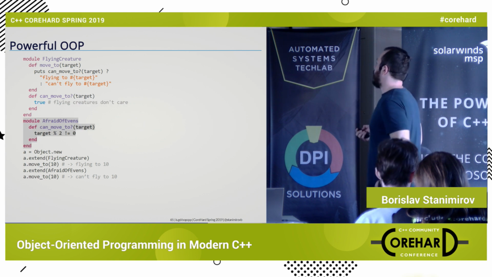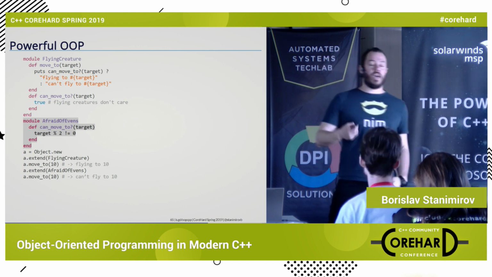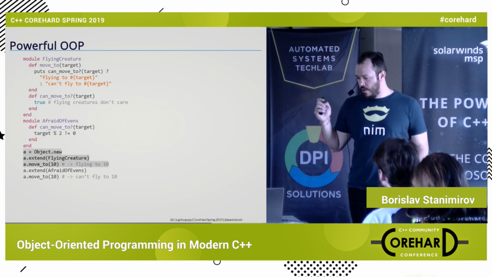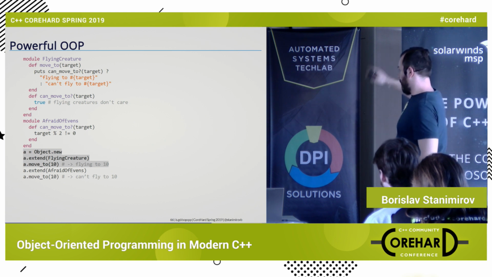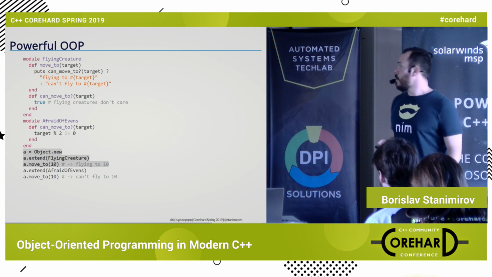And then we have this thing, afraid of evens. Afraid of evens is a thing that returns false if the target is an even number. And in Ruby, this thing right here is a complete Ruby program which can work on its own. You can just load it in Ruby and it will work.